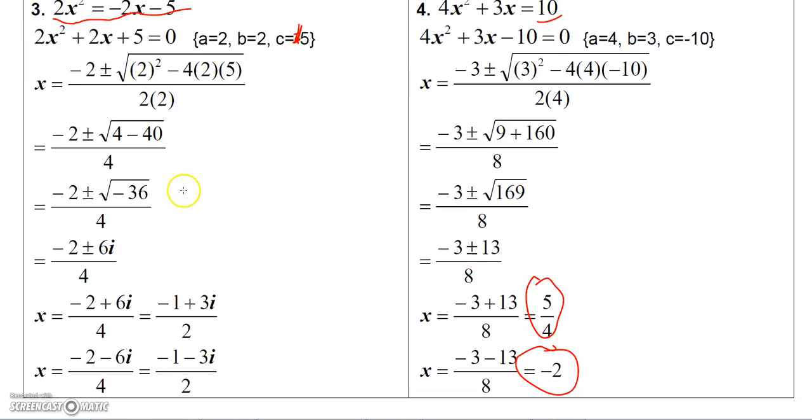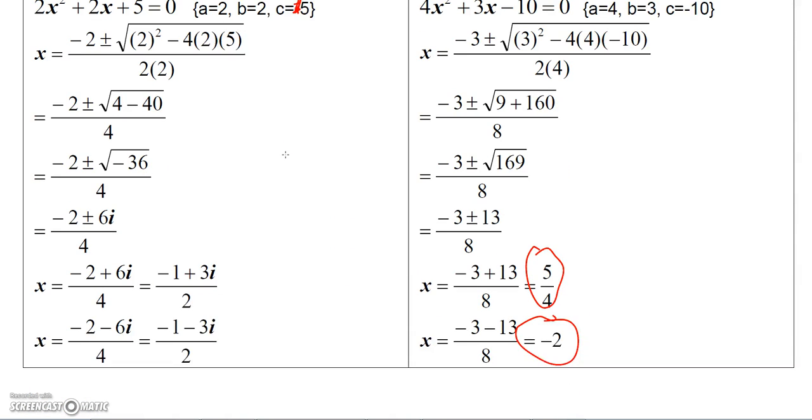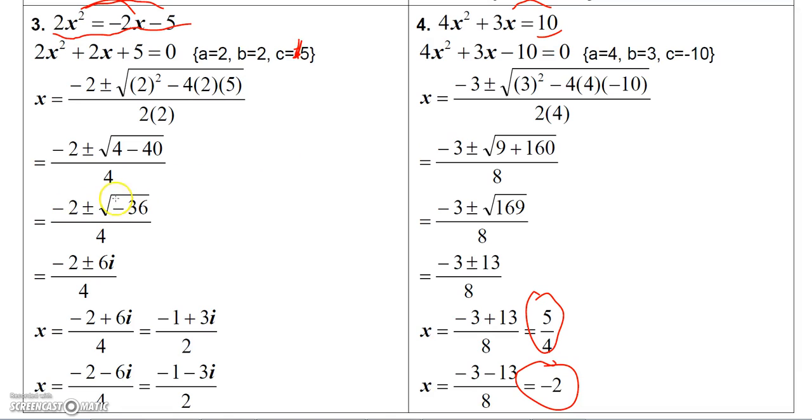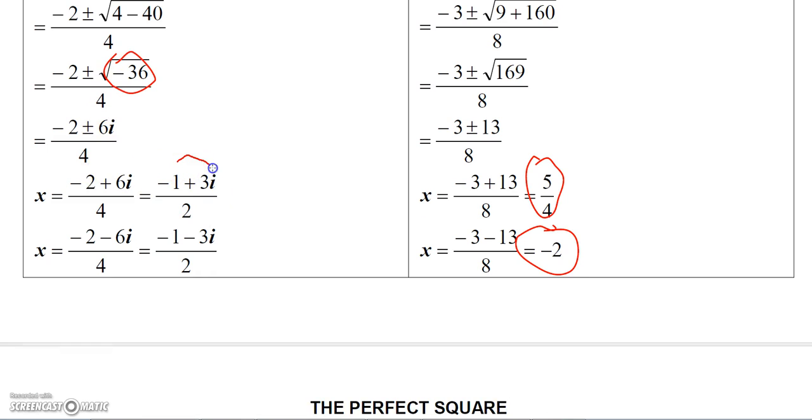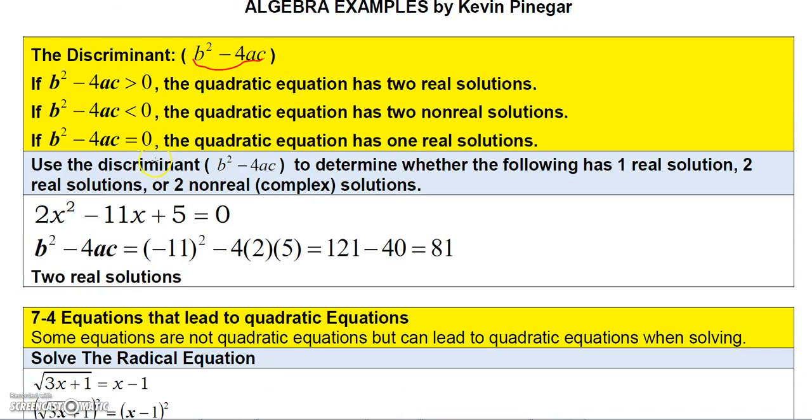Okay, and then if the discriminant is negative, look at the second case here, and you can see if the discriminant is negative, the quadratic equation has two non-real solutions. And so if you go back up here and look at this problem, you'll see here the discriminant was a negative number, and notice that I got two solutions, but they're non-real solutions. Now I didn't have one where the discriminant was 0, but if the discriminant was 0, in that case you would only have one real solution.